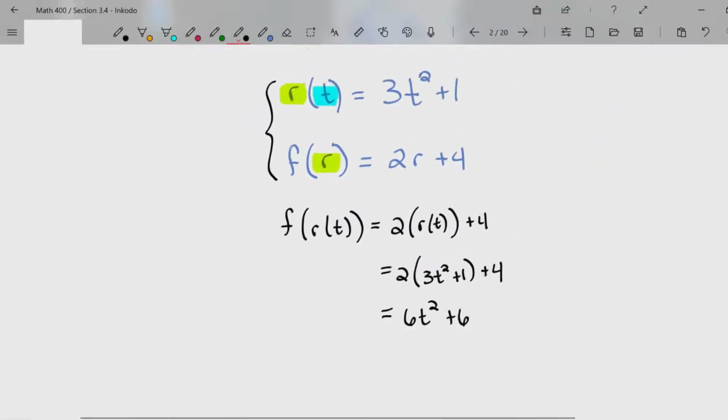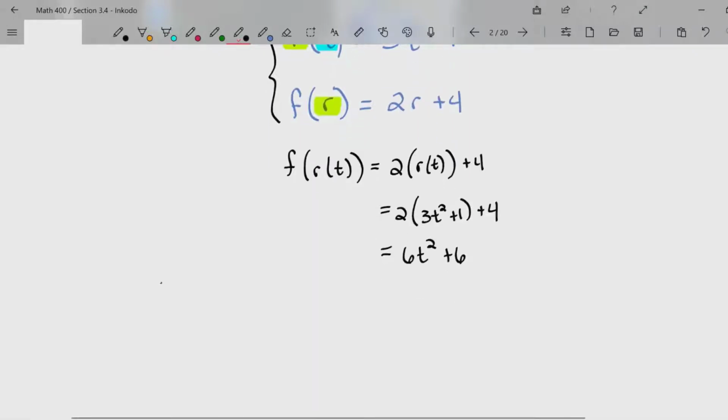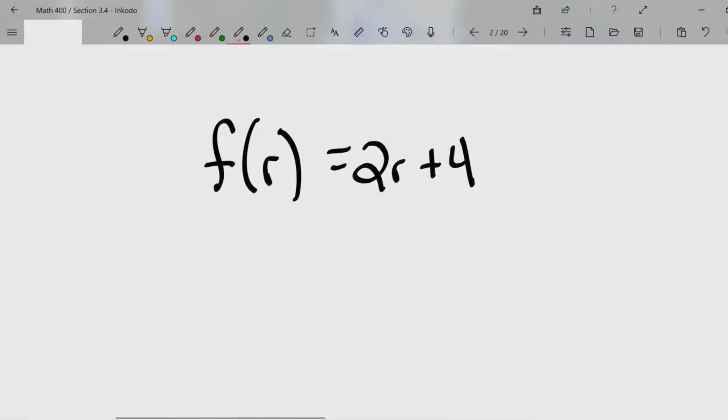But then it begs the question, what if somebody handed me f as a function of r and they said I need to find its derivative? Well, if this is all they handed me, then the only thing I could figure out is what is the derivative of f with respect to r? That's the only thing I could do because to me, this looks like a function of r. And of course, the derivative of f with respect to r would be 2 because that's the derivative of 2r. And obviously the derivative of 4, it's a constant, so that's 0.